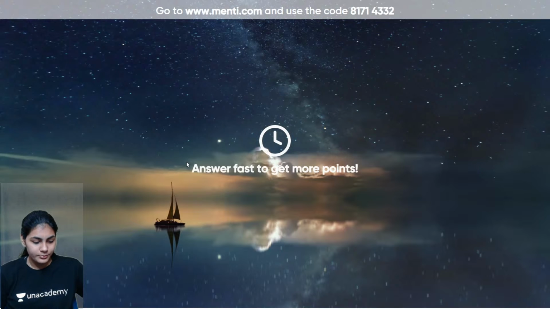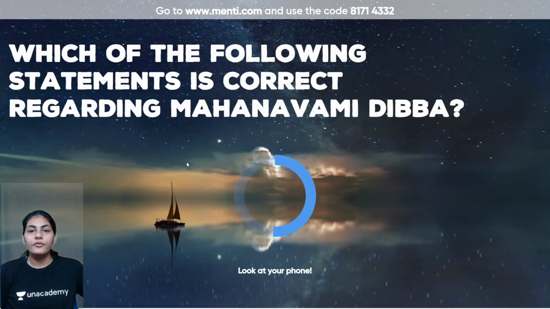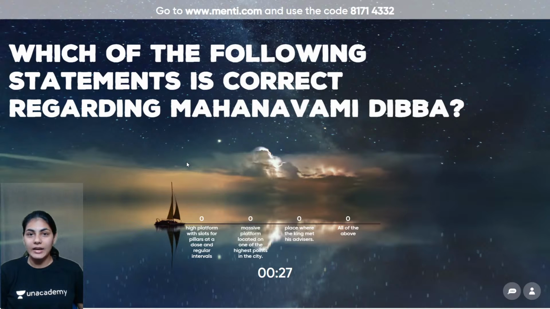Question 13. Which of the following statements is correct regarding Mahanavami Dibba? The first is, it's a high platform with slots for pillars at regular intervals. Option B, it's a massive platform located on one of the highest points in the city. Third option, place where the king met his advisors, or all of the above. Which of these statements are correct about Mahanavami Dibba?